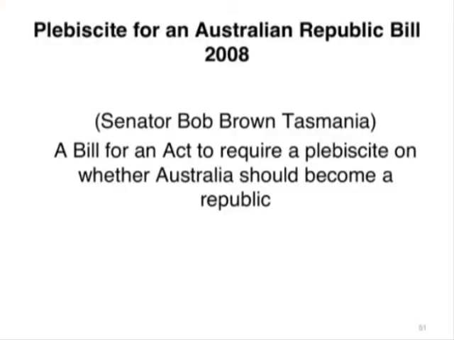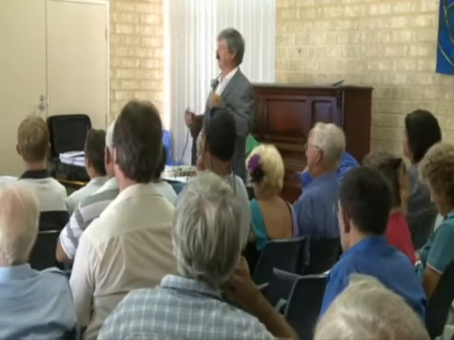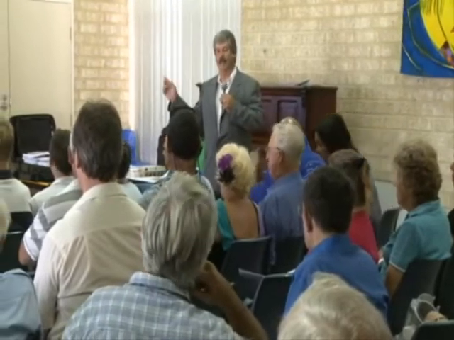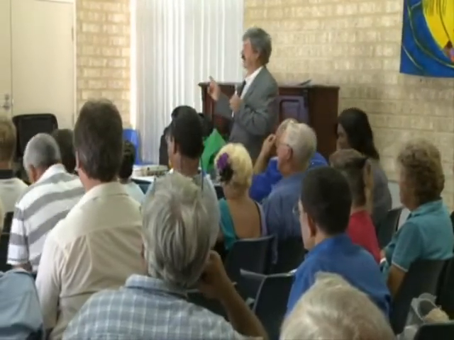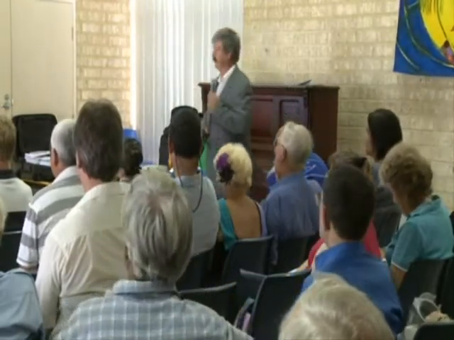It says a bill for an Act to require a plebiscite on whether Australia should become a republic. This is about 500 lawyers employed by the UN to work out how to trick the Aussie. Any Aussie happy about that? It's a bill, which means you can do a lot to stop this bill.